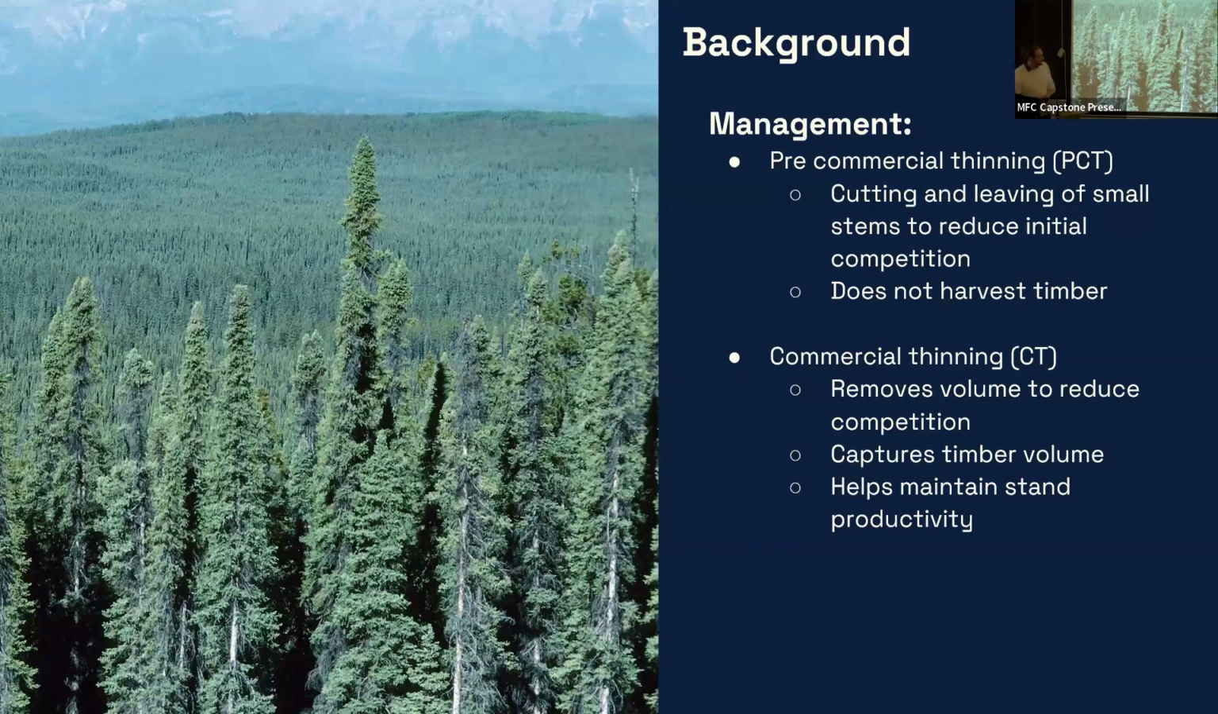How we manage for that is typically between pre-commercial thinning and commercial thinning. Pre-commercial thinning is typically done between age 10 and 20, and it cuts small stems and leaves them on the forest floor. It does not harvest, whereas commercial thinning, which is what I'm mainly looking at, removes volume and reduces competition this way.